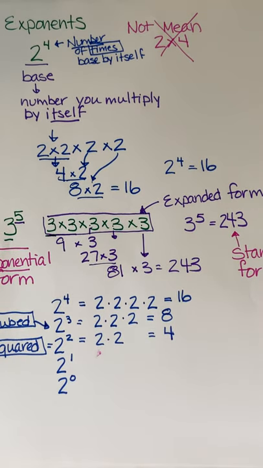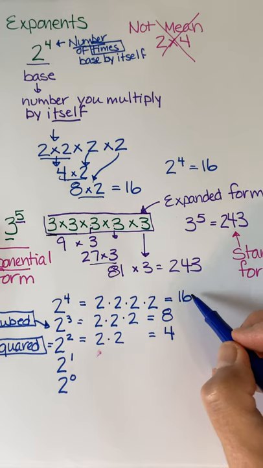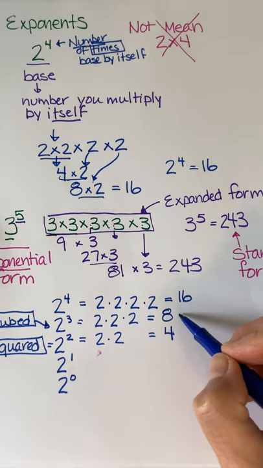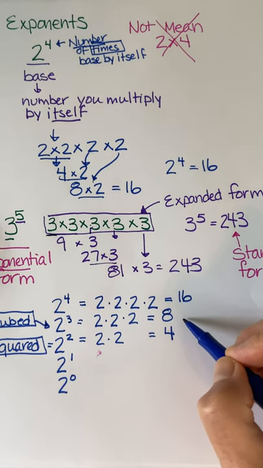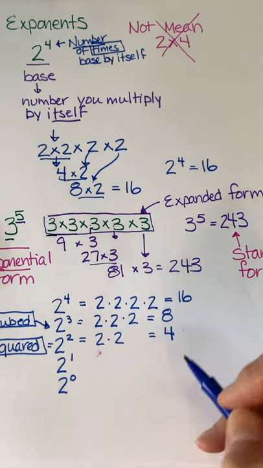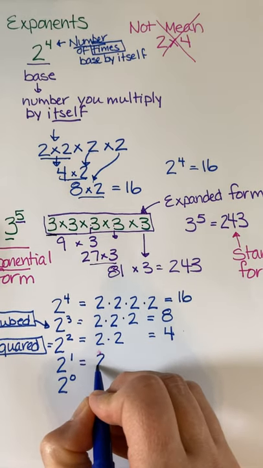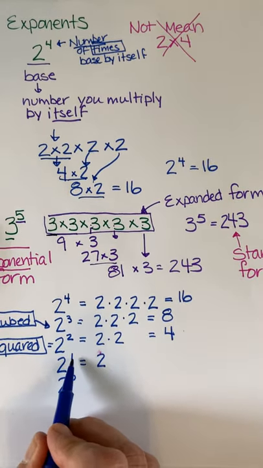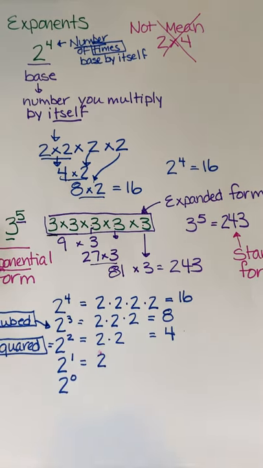All right, hopefully we're seeing a pattern. If I did 16 divided by 2, I got 8. If I did 8 divided by 2, I got 4. That means my next one should be 2. So 2 to the 1st power means there's literally one 2, which is 2.